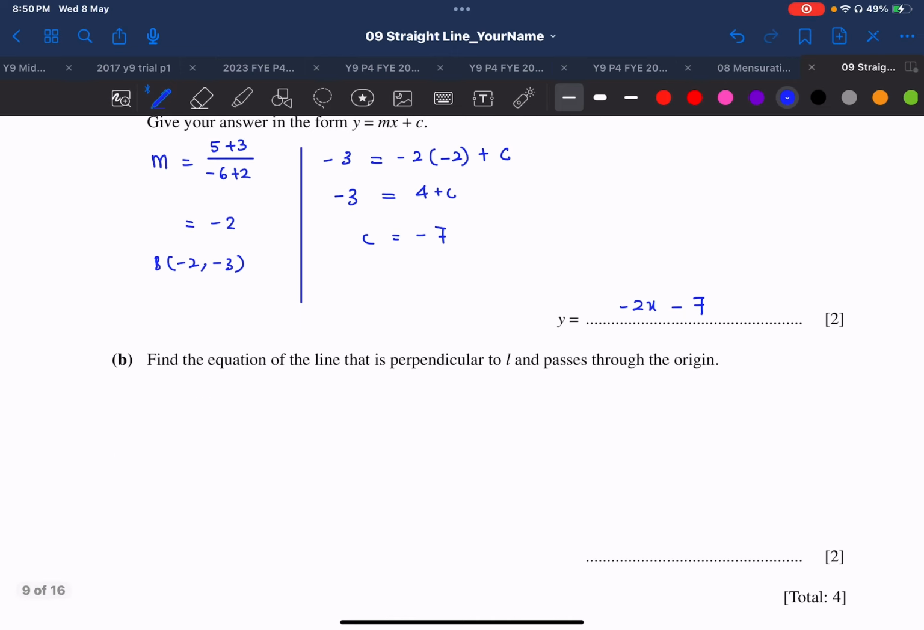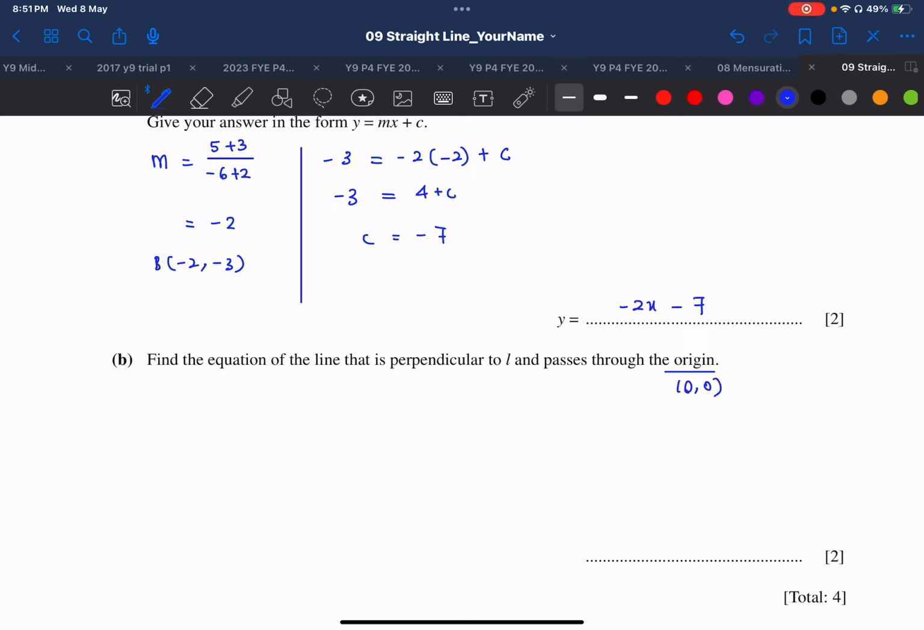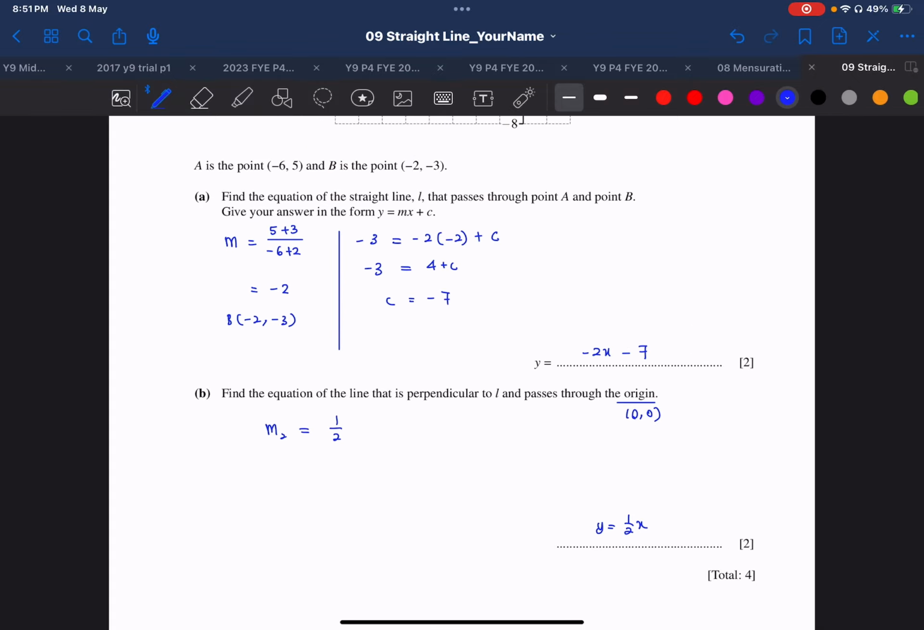Next, find the equation perpendicular to L and passes through the origin. Origin means the center point. Perpendicular, remember, find M2. Change the sign from negative to positive, from 2 to 1 over 2, the reciprocal. So the equation is 1 over 2x plus 0, but we are not going to write the 0 out.